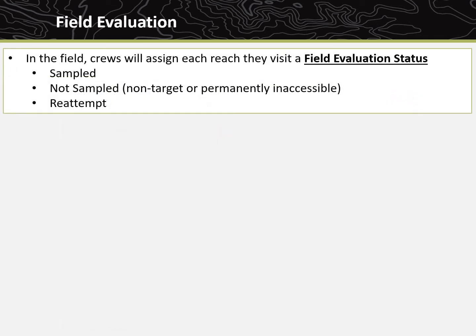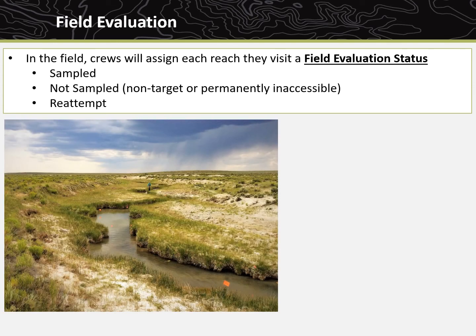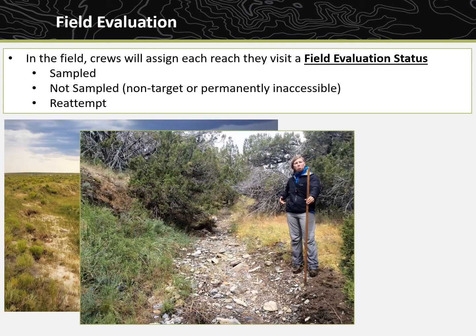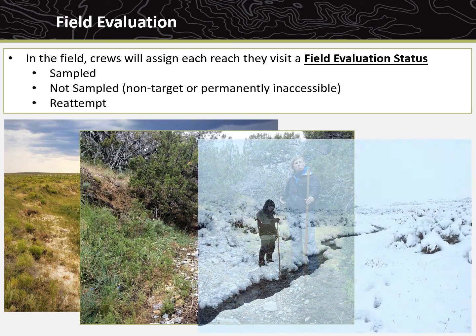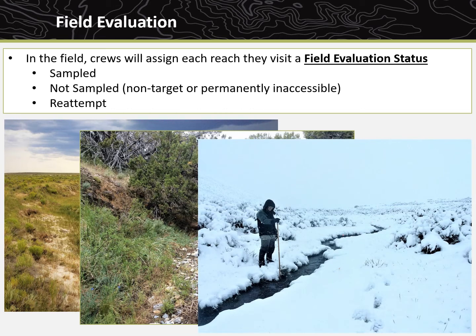Once in the field, crews will assign each reach a field evaluation status and mark the reach as sampled, not sampled because it was non-target or permanently inaccessible, or as reattempt in the future. For more explicit information on not sampled and reattempted reaches, please go back to the failed point sections of the Moving the Point Coordinates training video.